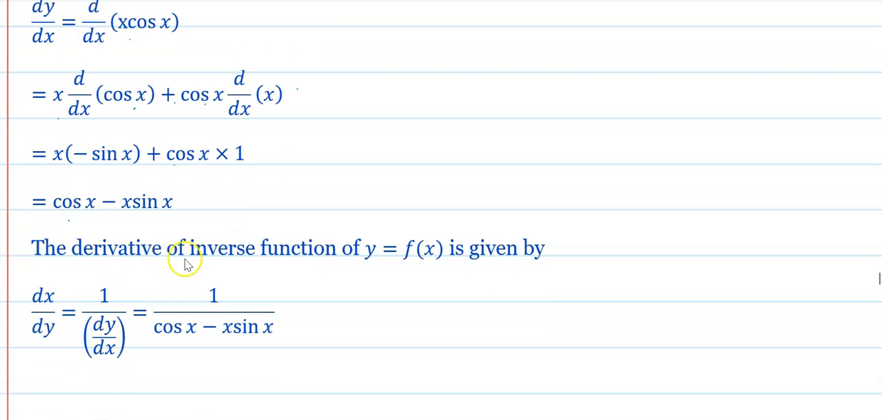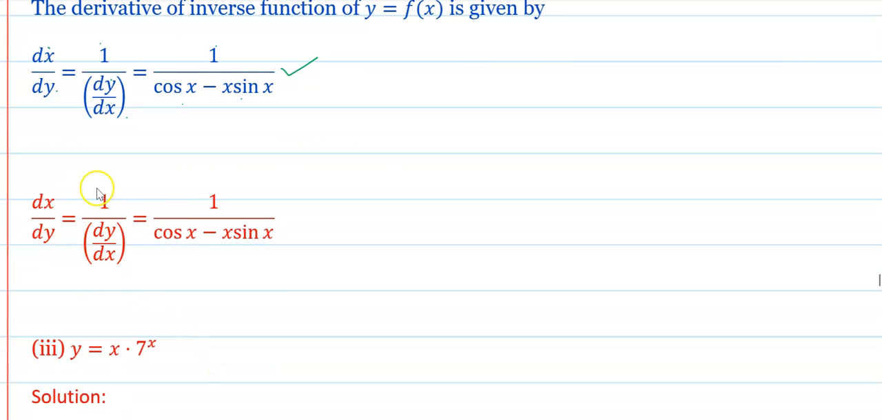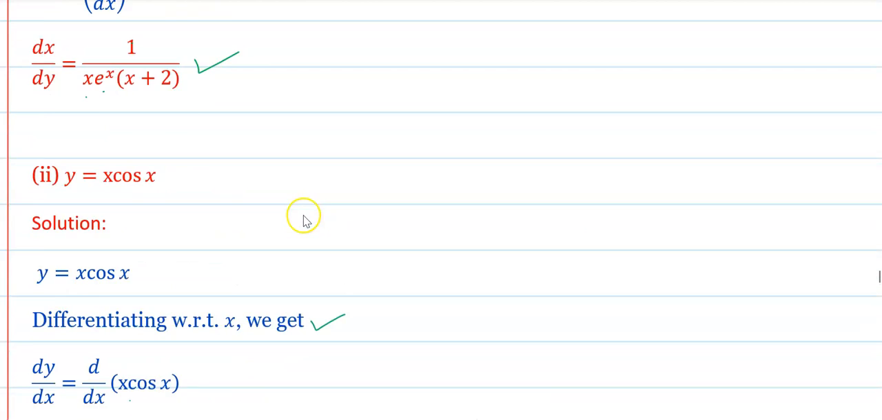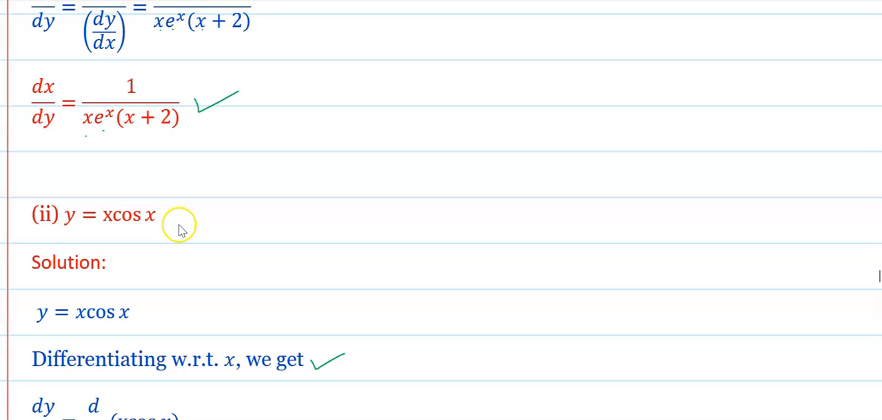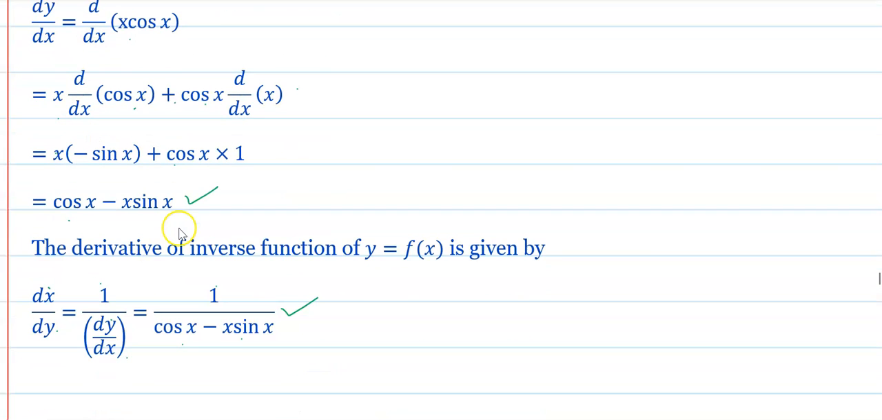Again, the derivative of inverse function of y is equals to f of x is given by the formula. dx upon dy is equals to 1 upon dy by dx. What is the dy by dx? This is the dy by dx. That is the 1 upon cos x minus x sin x. And hence, the dx upon dy is equals to 1 upon dy by dx is equals to 1 upon cos x minus x sin x. See this here. पुन्हा इथे नॉर्मल आहे ते एक्झाम्पल्स, फक्त dy by dx फाइंड आउट करायचं तुम्हाला. And using the derivative of the inverse function, dx upon dy is equals to 1 upon dy by dx.